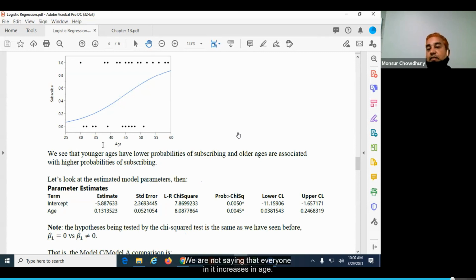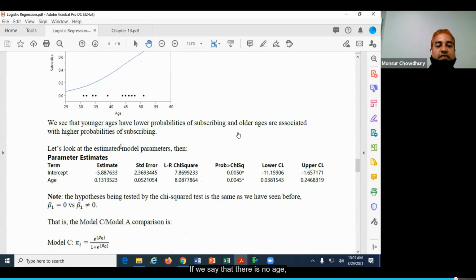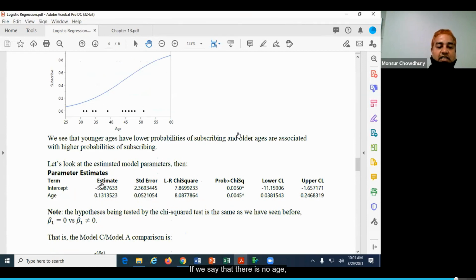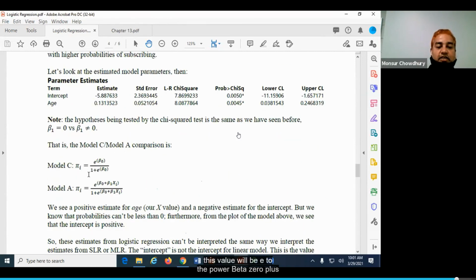So now we are not saying that every 1 unit increase in age does something. Instead, we are saying what is the chance a person will subscribe to a newspaper based on their age value. If there is no age, this value will be e to the power beta 0 divided by 1 plus e to the power beta 0. If we have age, then we plug in the value of age, and it depends on this. This value will come from these two situations.